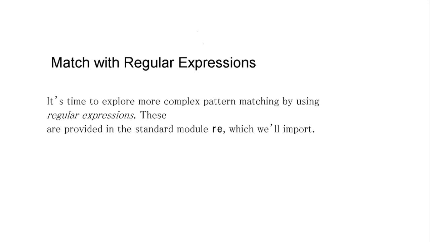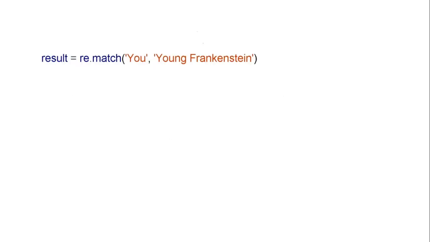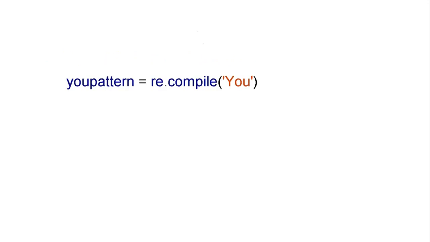You define a string pattern that you want to match and the source string to match against. A simple match looks like this. Here 'You' is the pattern and 'Young Frankenstein' is the source. Match checks whether the source begins with the pattern. For more complex matches, you can compile your pattern first to speed up the match later. Then you can perform your match against the compiled pattern.